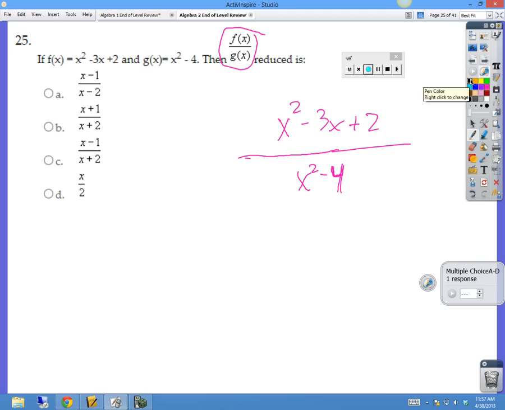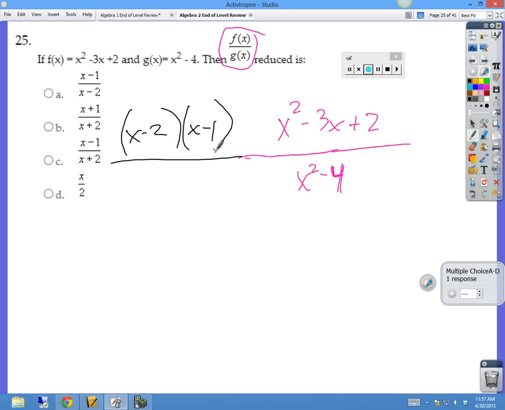If you choose to look at this instead of as an addition problem, if you choose to look at it as a multiplication problem, which is totally legal, you can change perspectives. There's nothing wrong with changing perspectives. What times what's going to give you x squared minus 3x plus 2? x minus 2 and x minus 1.